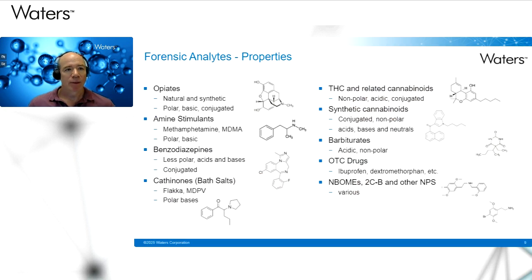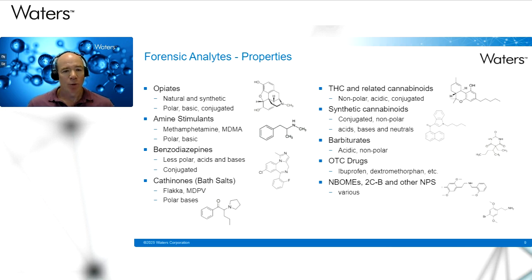Now let's talk about some of the forensic analytes and their properties, which, as you will see, are kind of all over the place. Some of the usual suspects, or the regular ones, are things like opiates, amine stimulants, and benzodiazepines. You can see these varying degrees of polarity. Many of them are acids, or many of them are weak bases. Benzos contain acids and bases.